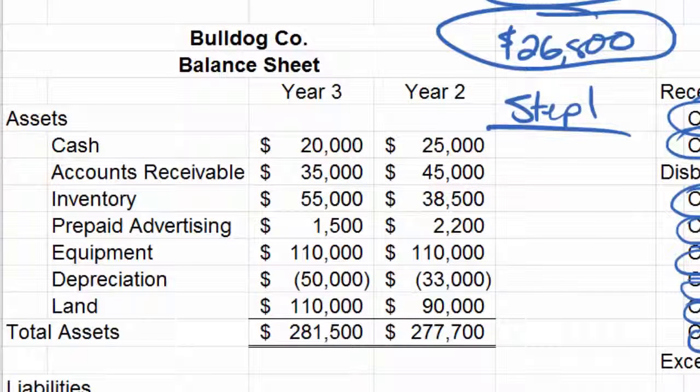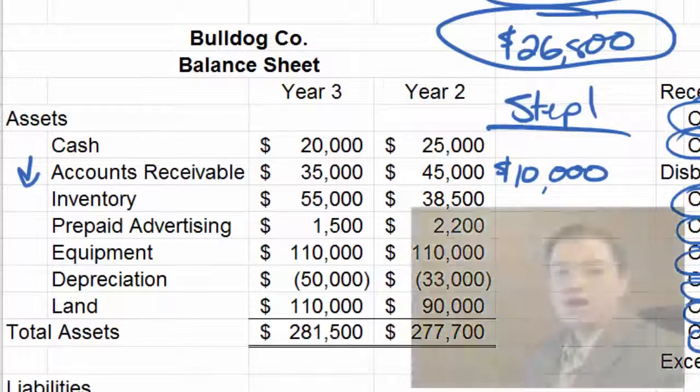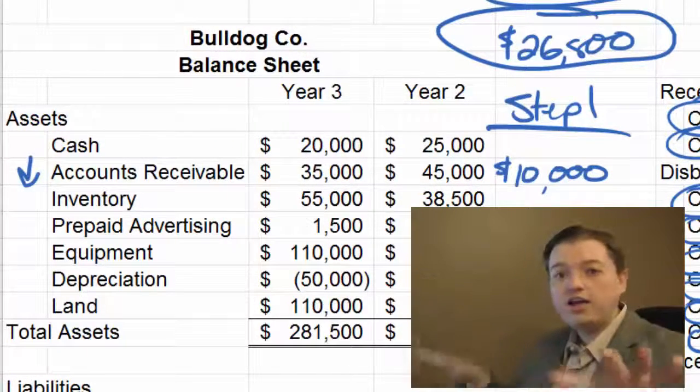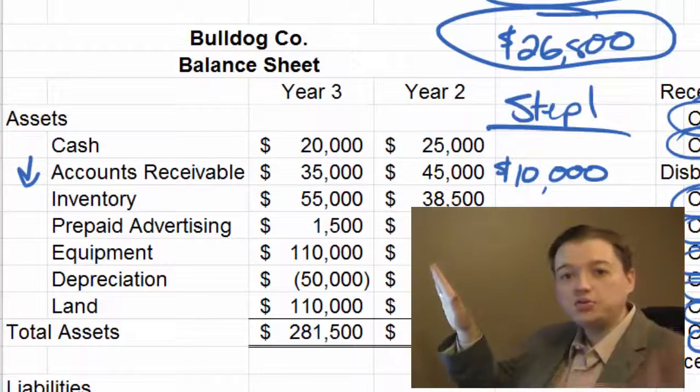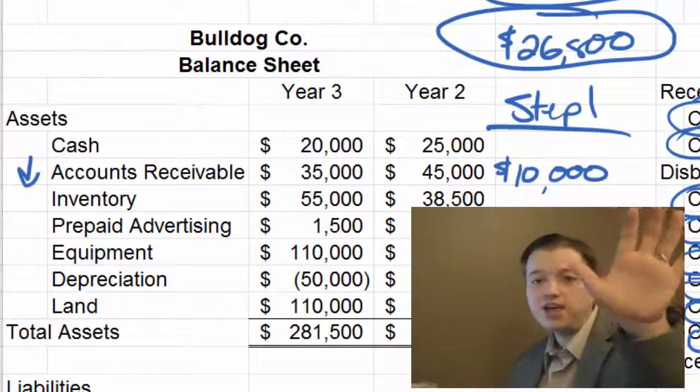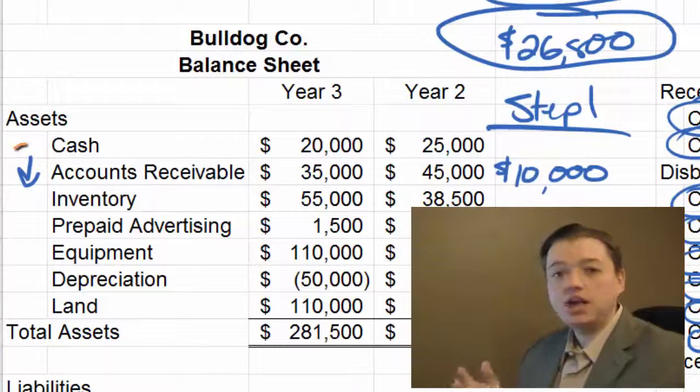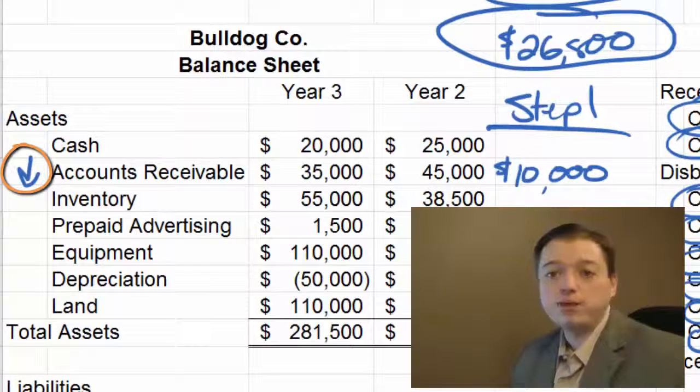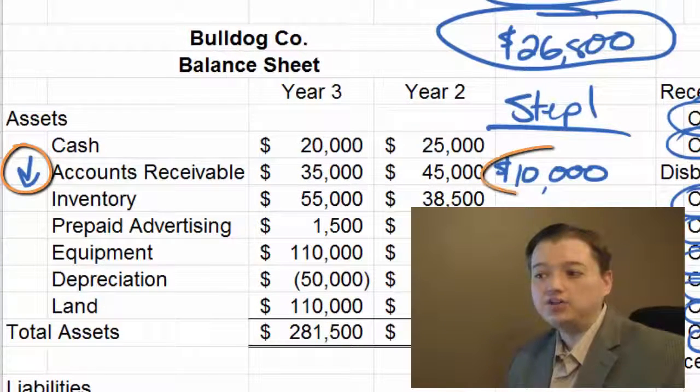Accounts receivable went from $45,000 to $35,000. Accounts receivable goes down, so cash goes up. If you remember, with all of our assets, it's a teeter-totter. As the asset goes up, cash goes down. As the asset goes down, cash goes up. So in this case, accounts receivable goes down, chances are somebody paid us, and we see that cash flow goes up.